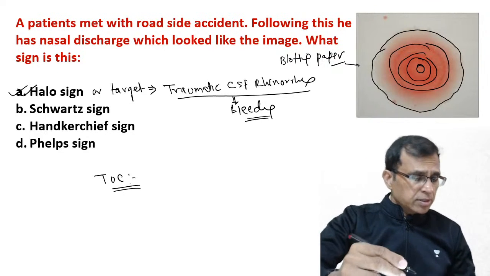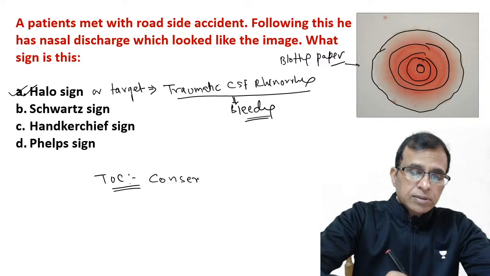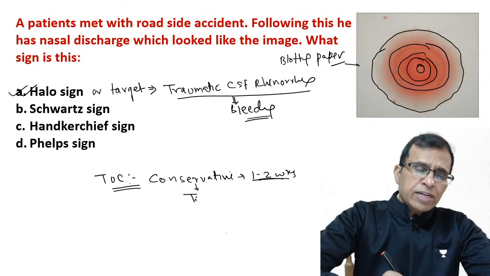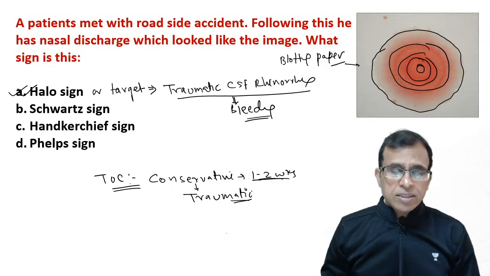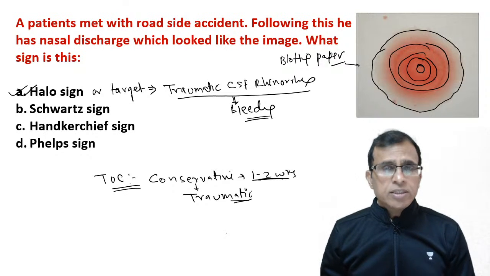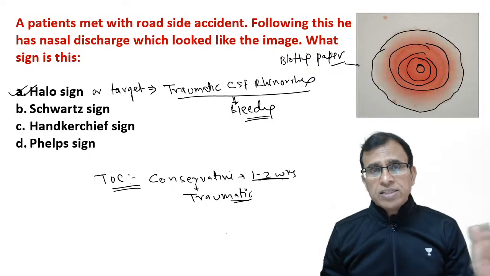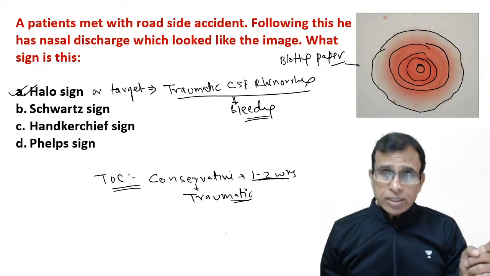Now, you must have read books or attended classes. We always say conservative management, conservative for 1 to 2 weeks. Now, once again, conservative is done only for traumatic patients. Because trauma causes fracture of the bones, the cribriform plate in this case, and bone fractures heal very well. We know this, isn't it? Bone fractures heal very well. So we wait for it to heal, and once the fracture heals, the gap is gone and the CSF flow is gone. So this is only applicable to traumatic.